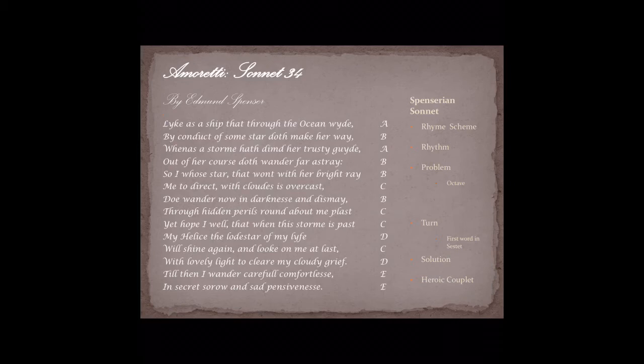Some sonnets have iambic pentameter all the way through. Some sonnets will break at certain points, especially sometimes around the volta. So when you're analyzing a sonnet, you want to figure out if there are any lines that break the iambic pentameter rhythm. The conceit that is used in this poem is the extended metaphor of a ship on the ocean.